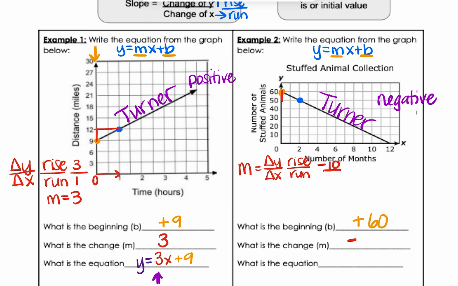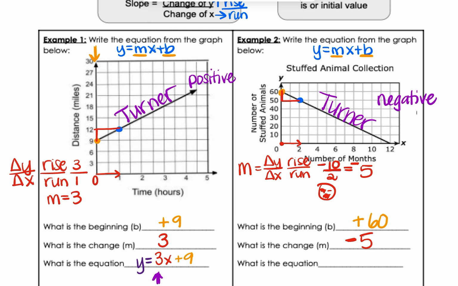over what did I run? Well, I went from the y-axis all the way to my next point, which is from 0 to 2. So my run was 2. And so what is 10 divided by 2? Well, 10 divided by 2 is 5, and Integer Man says that is negative. So, again, I already knew my slope was negative because I could see it was going downhill. And so I looked and I said, oh, that's going to be a negative 5.